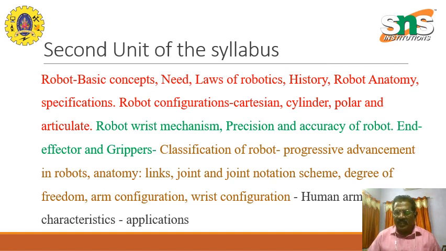As we discussed earlier in the previous episode, the second unit of the syllabus is given like this. In this particular unit, we will be looking more at the robot configuration and the specification of a robot. How do you buy a robot? How do you look for the various features inside a robot? That is what we are going to look at. And we will look at the various configurations: the Cartesian, cylindrical, polar and articulated types of robots.